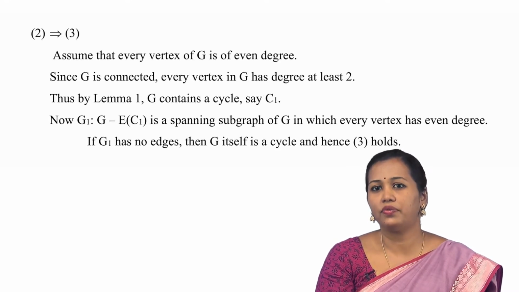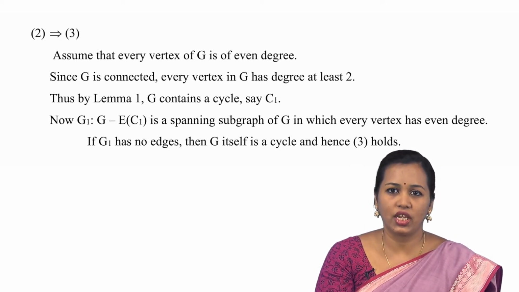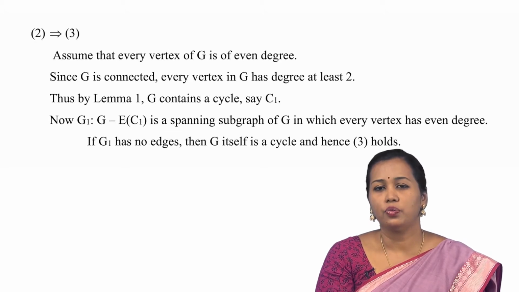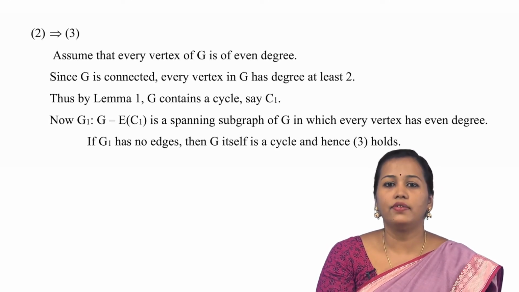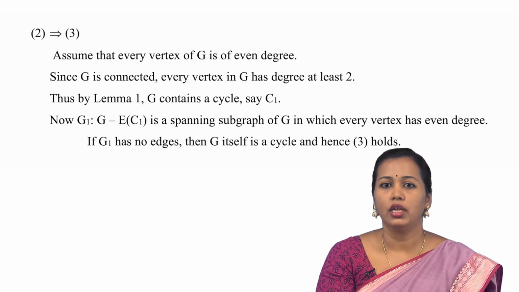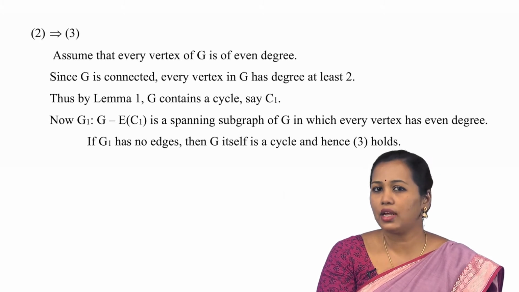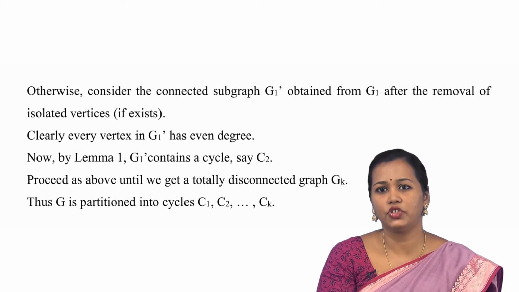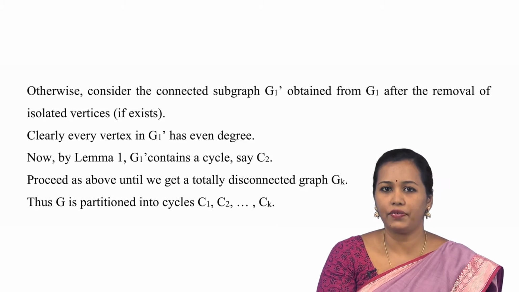Assume that every vertex of G is of even degree. Since G is connected, every vertex in G has degree at least 2. Thus, by lemma 1, G contains a cycle, say C1. Now, G1, which is G minus the edge set of C1, is a spanning subgraph of G in which every vertex has even degree. If G1 has no edges, then G itself is a cycle, and hence point number 3 holds. Otherwise, consider the connected subgraph G1 dash obtained from G1 after the removal of isolated vertices, if any exist.